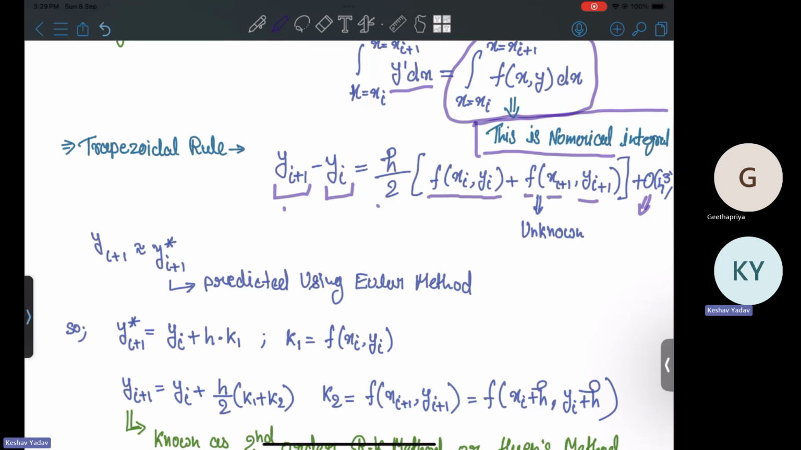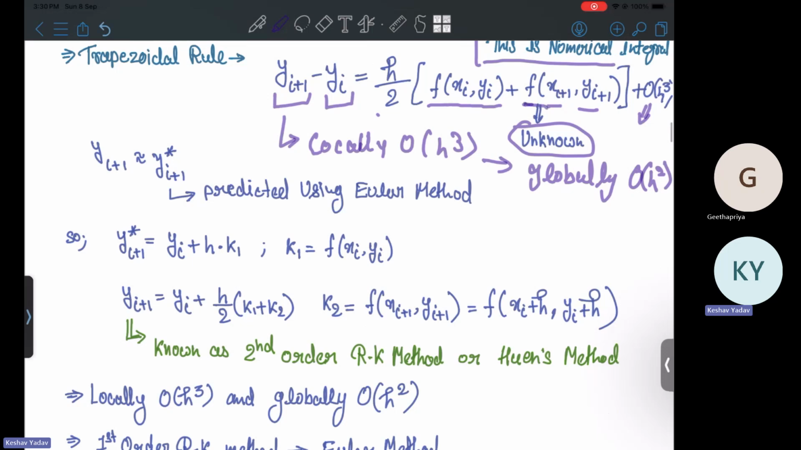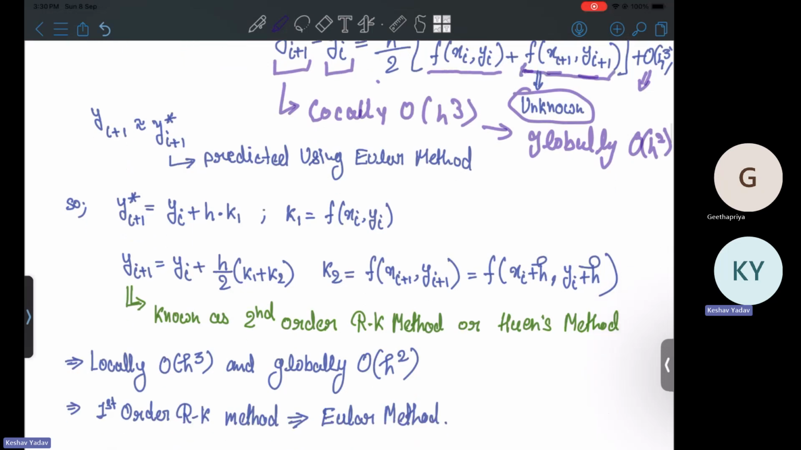So it is locally order of h cube, and it is globally order of h square. But here you see, this is my unknown. Since y i plus 1 is not known, this whole term is unknown. So how can we find this unknown term? This can be predicted using the Euler method.